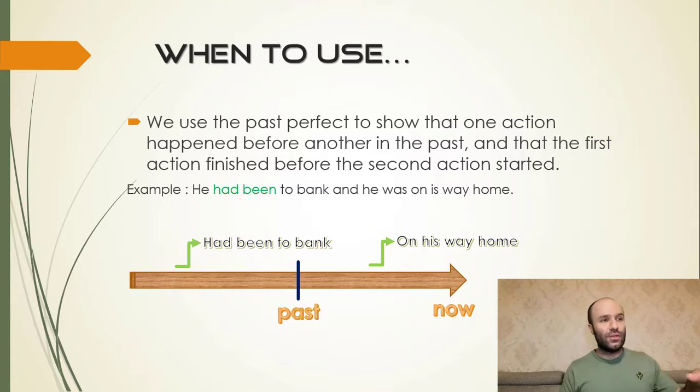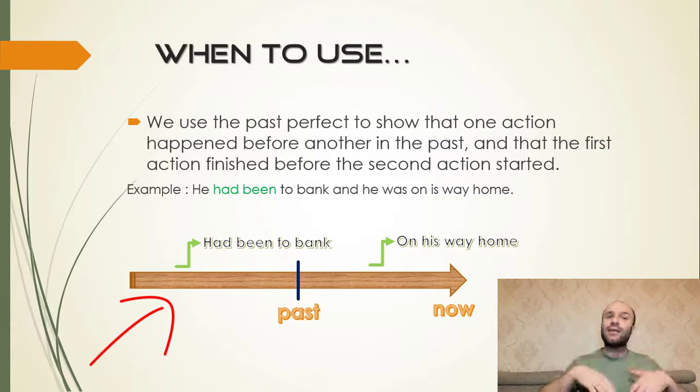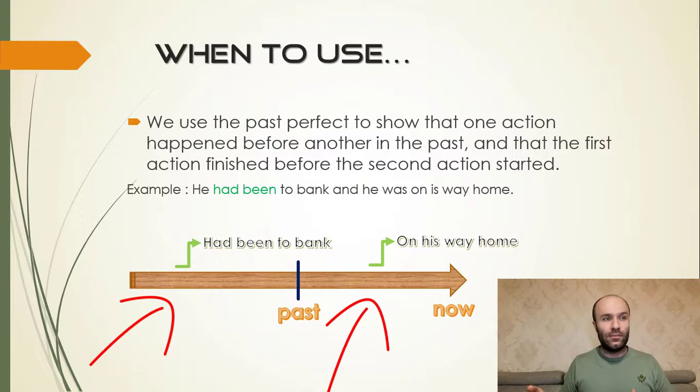So, pay attention to the timeline here with an arrow. So the past is in the middle. Had been to the bank, okay, is before past simple, okay? Had been to the bank and finished. After that, he was on his way home. He was on his way home, okay? So on his way home is near, but had been to the bank is finished and for the past. So the first action, been to the bank, was before the on his way home. Okay, the second action.